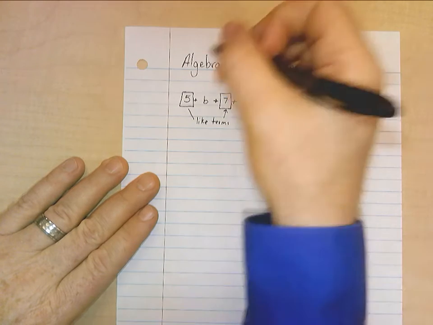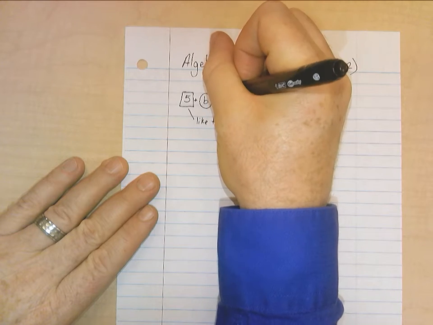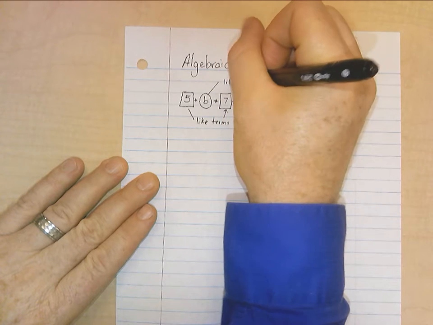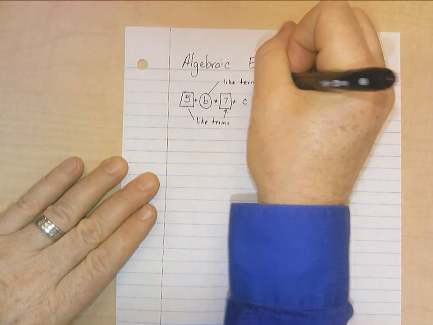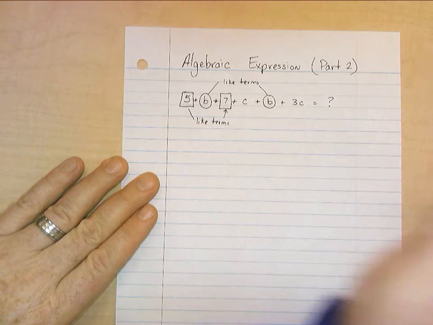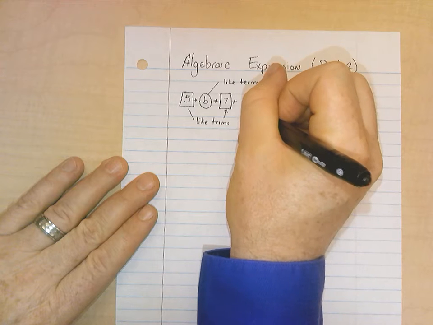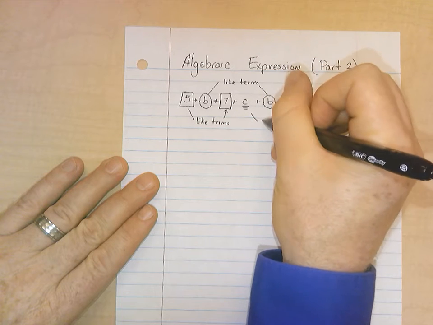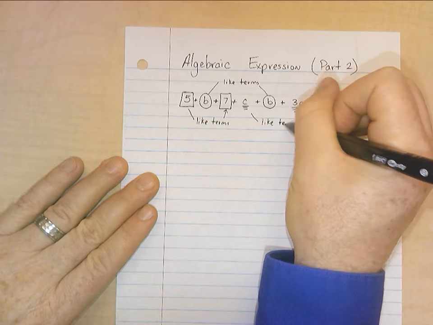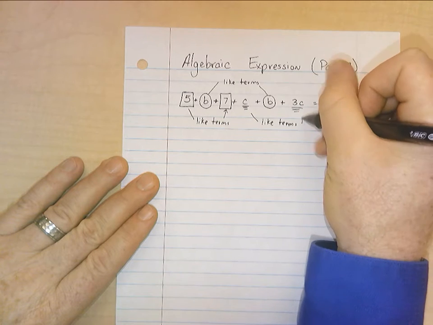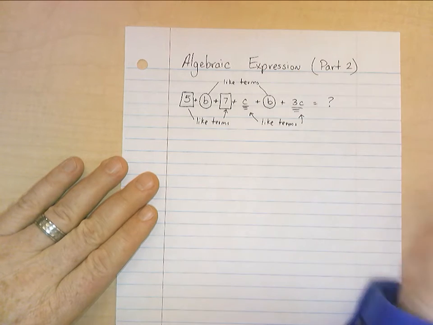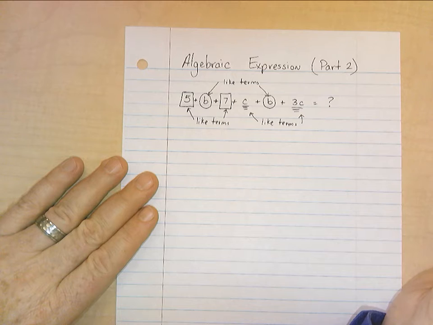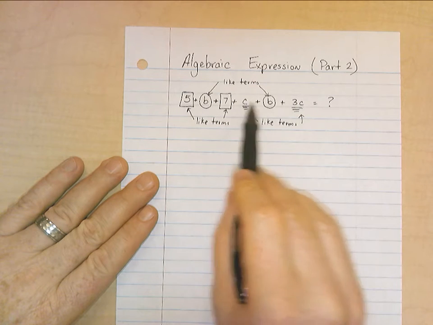I'm going to put a circle around B so you can see the circle. So that's a B. This is also a B. So these are also what we consider like terms. And then let's underline this 3 times, and these two are also like terms. We're going to basically combine those as well. Let's see if I can put little arrows in here as well. Okay, so you've got like terms here, like terms, and then these like terms here.